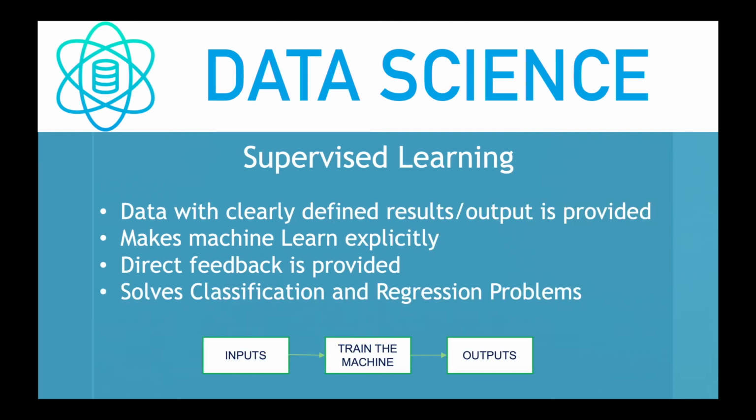Supervised learning is where you have data with, as it says, clearly defined results; output is provided. So in this case, you give the system a set of data which has input and output. You kind of train the system. So it says at the bottom in the image, you provide the inputs, it trains the machine by the inputs that you provided, and you get the outputs.